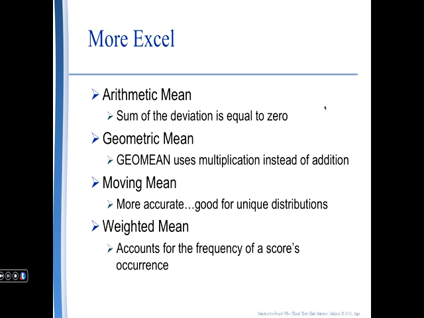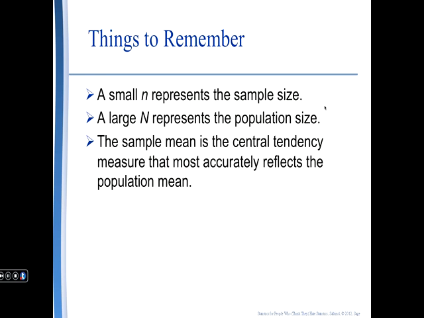So, moving mean is a type of mean that we won't get much into, but we will come back to it when we touch on regressions later on, because what it does is it tracks an average that fluctuates across time, so it's a time series measurement. And then finally, a weighted mean, which gives more value to the frequency of a value's occurrence.